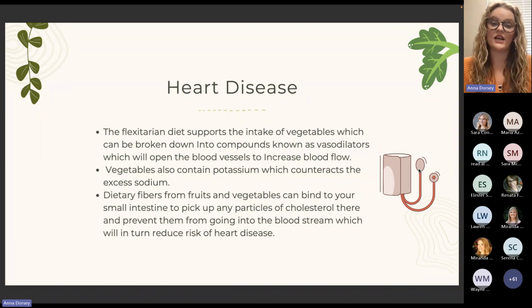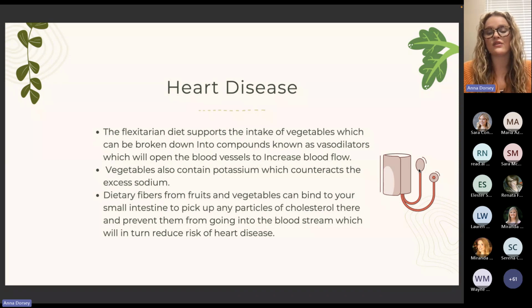And we're going to look at how the flexitarian diet prevents or helps in the treatment of these diseases. So to start, let's talk about heart disease or cardiovascular disease. The flexitarian diet is going to help support the heart because of its emphasis on vegetables and fruits and beans and legumes. All of these foods can be broken down into compounds that are known as vasodilators. And vasodilators work by opening up the blood vessels, which then increases your blood flow, which prevents plaque from forming.